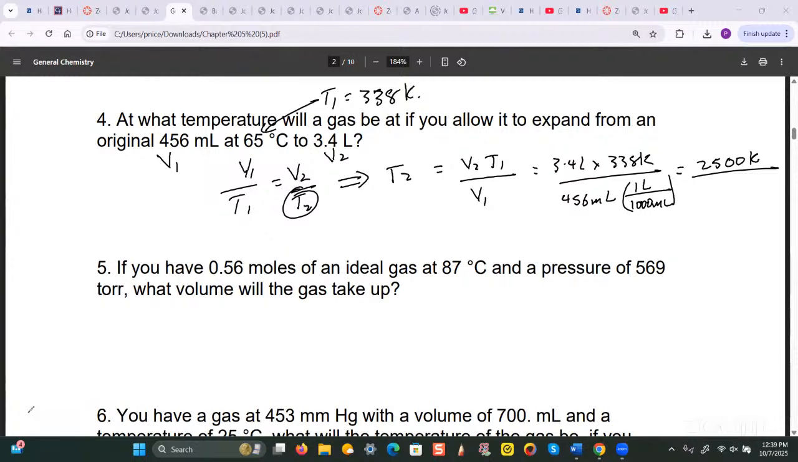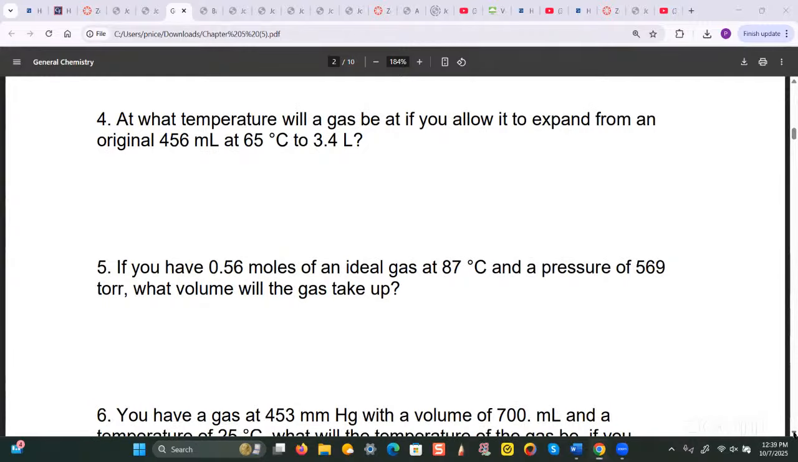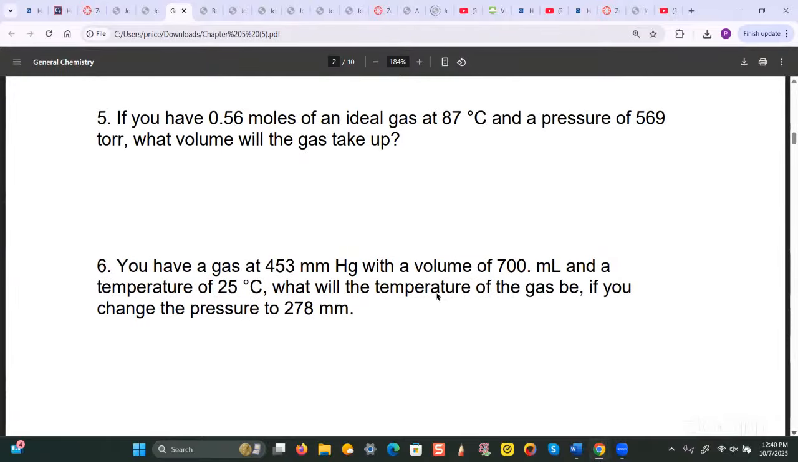And scroll down to number 5. So number 5 says, if you have 0.56 moles of an ideal gas at 87 degrees Celsius and a pressure of 569 torr, what volume will the gas take up? So what equation comes to mind in this particular question?